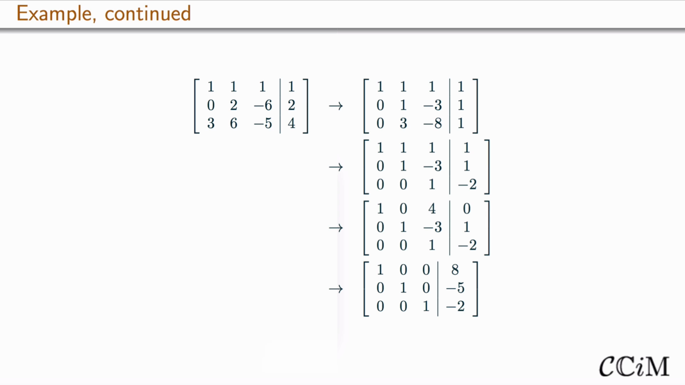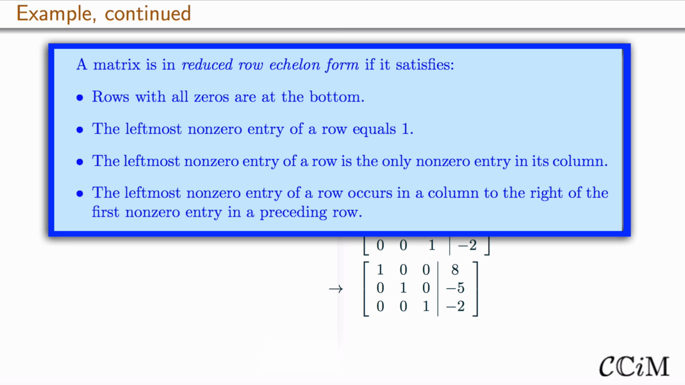And just a quick reminder, a matrix is in reduced row echelon form if it satisfies that rows with all zeros are at the bottom. In this case here, we don't have such rows. The leftmost non-zero entry of a row equals 1. That's the case overall here. This is the leftmost entry in this row, and this one is in the second row, and this is the one in the third row. These are all the leftmost non-zero entries, and they're all equal to 1.